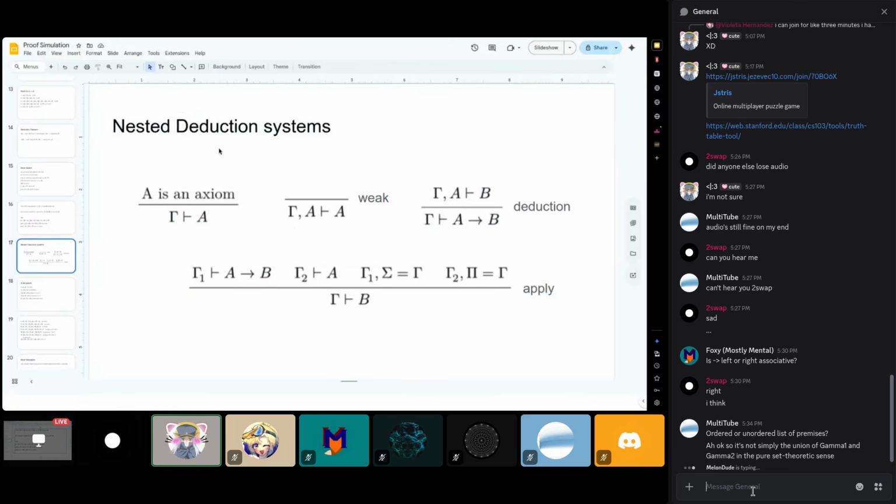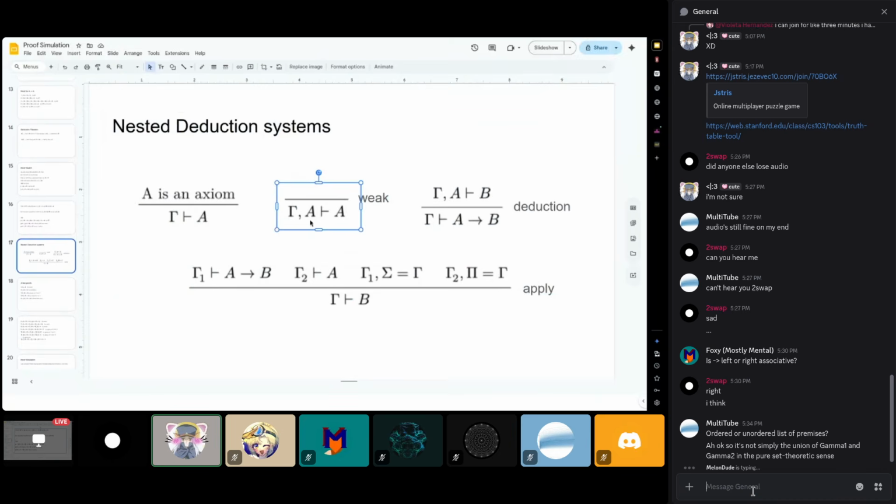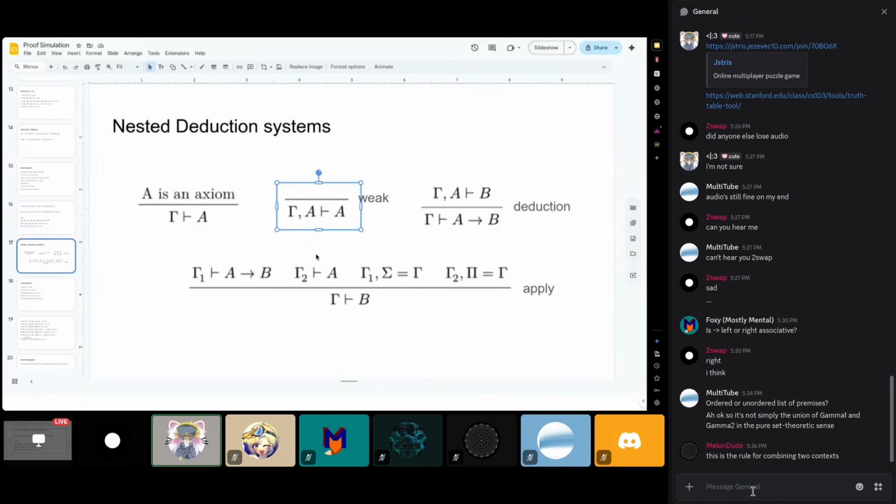So this is a particular kind of deduction system that only lets you talk about the assumption on the top of the stack. There's a general one that lets you talk about any assumption in the context. But if you can only talk about the one on the top of the context, then you need to have some way of weakening your context, right? Popping things off the top and then applying that somehow. Yeah, something like that.